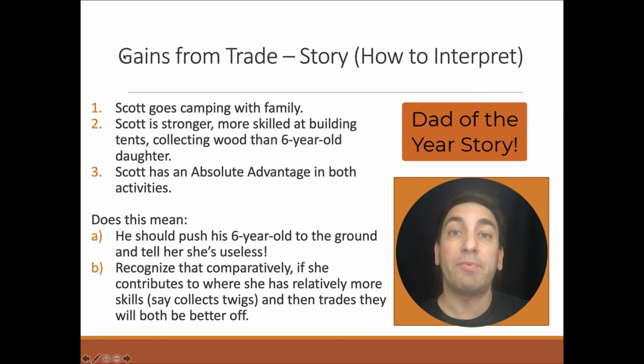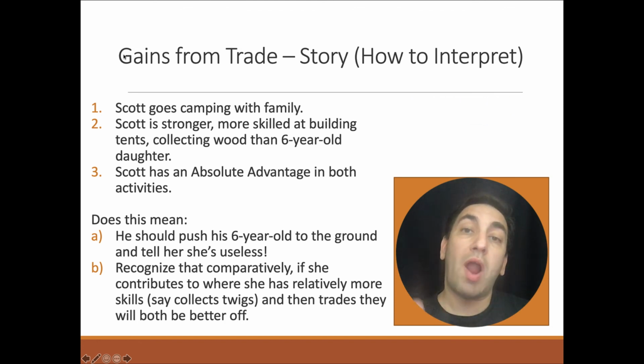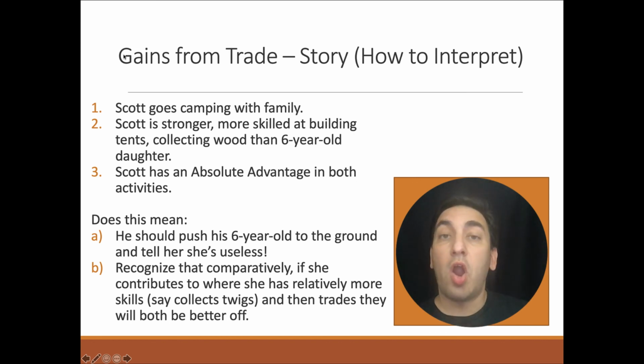I have the absolute advantage. I can convert more output per input per hour. I can get more stuff done than she could in everything. I'm better than a 6-year-old. Ricardo comes along and says, you shouldn't just be looking at absolute advantage. You should be thinking about your opportunity cost. You should be thinking about comparative advantage.